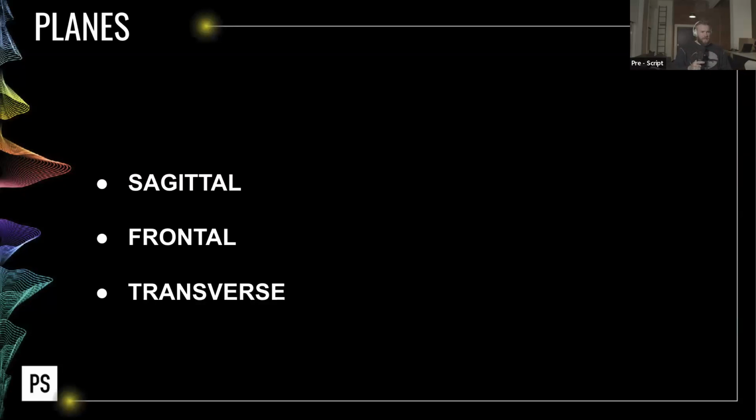And lastly, we have the transverse plane. Transverse plane is rotation. So anything spinning, that's the transverse plane. Rotation, transverse plane. Now, these movements are very interesting in the way they organize.